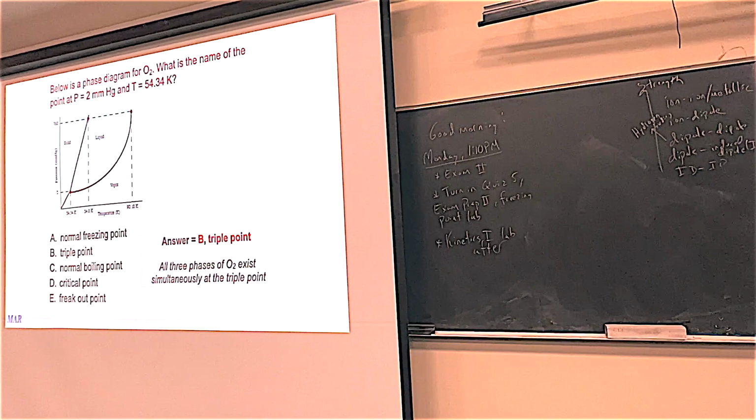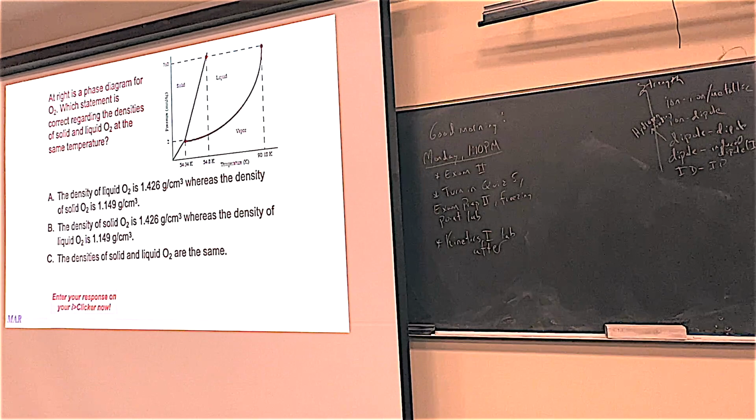Now, here's another kind of question. We've got a phase diagram for O2, and I'd like you to figure out which of those statements would be correct regarding the densities of solid and liquid oxygen at the same temperature. Now remember, we talked about in problem set 5 a little bit, the slope of this line. So see if you can use that information and those numbers to see which one of those statements is correct.